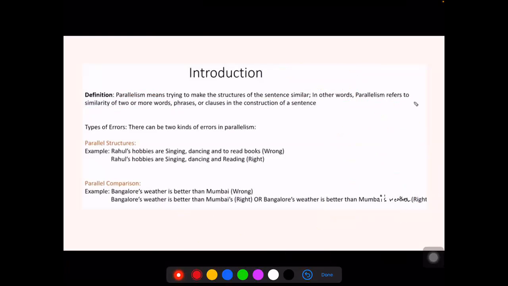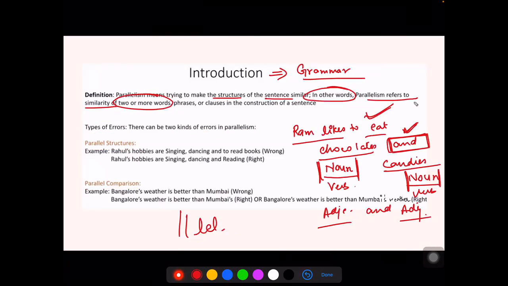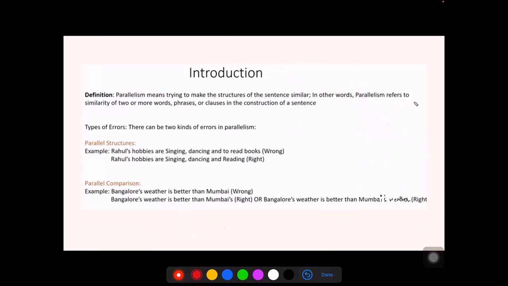Now there are two types of error which people make, right? The two kinds of error are parallel structures and parallel comparisons. Sometimes the structure, like the previous sentence, Ram likes to eat chocolates and candies. Now, this is a parallel structure because they are talking about the preference of Ram about two nouns, chocolates and candies. But sometimes we do comparisons as well, that Ram is better than Sham, right? We talk like this also when we make a comparison. Then what is the difference between the two structures? I'll tell you.